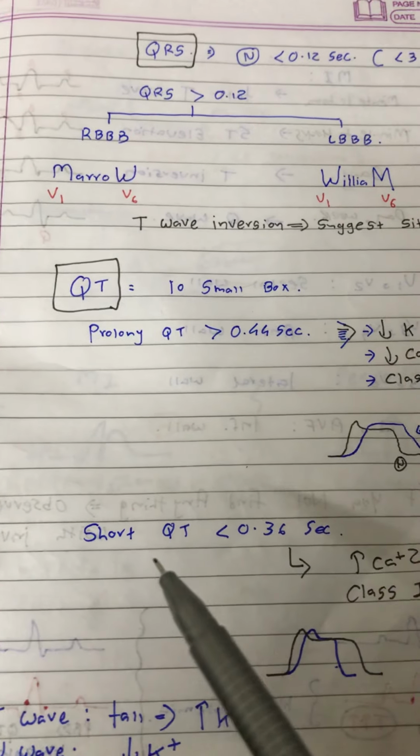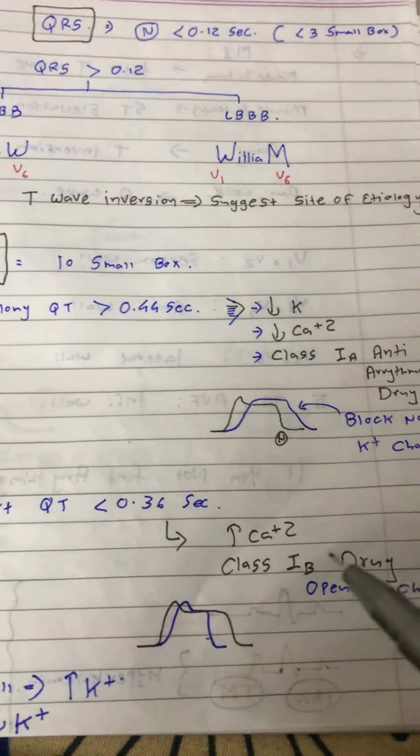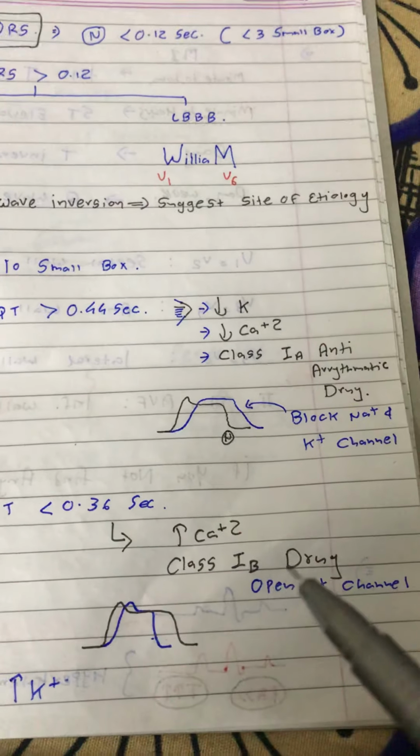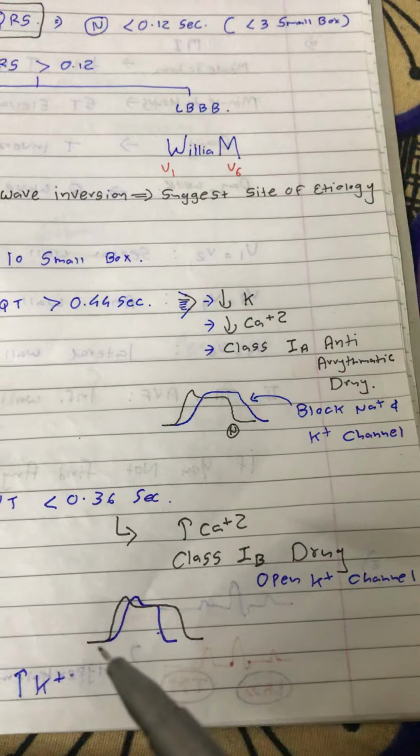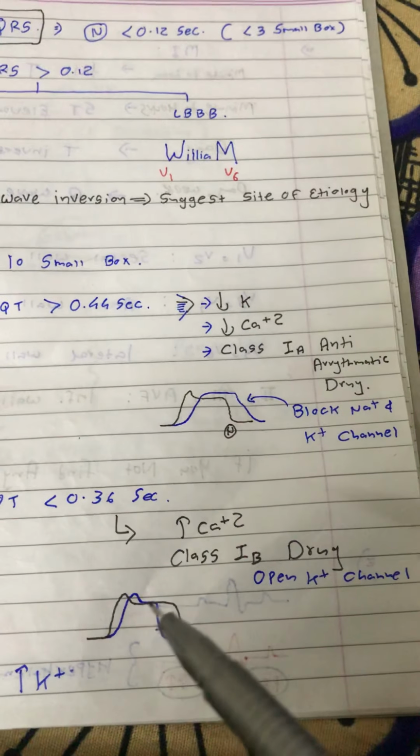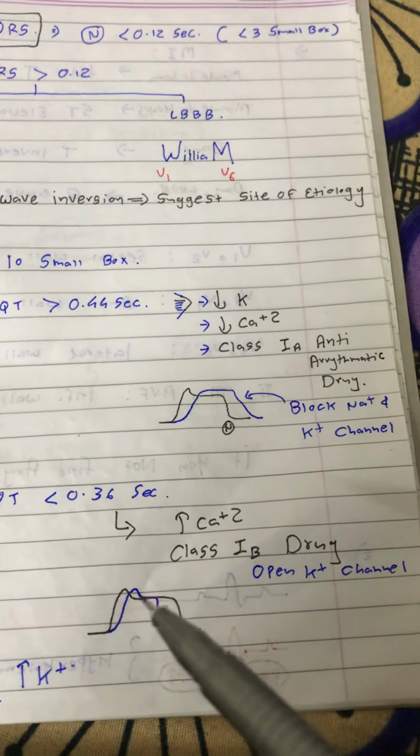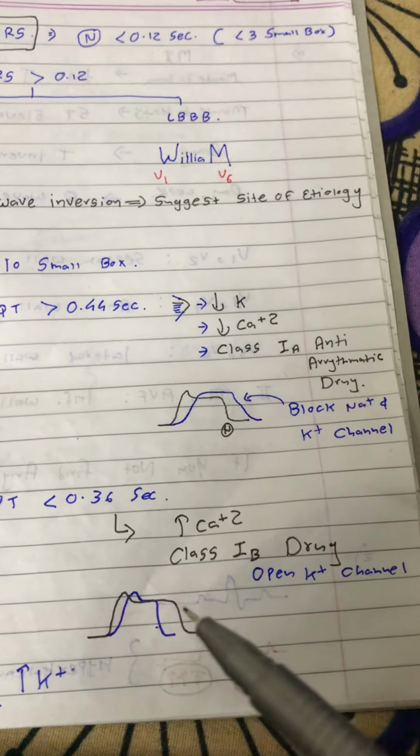And the short QT, which is less than 0.36 second, is seen in hypercalcemia and with class 1B drugs. This class 1B drug opens the potassium channel. So as you see, there is opening of the potassium channel, and the horizontal line is not as prolonged as normal.